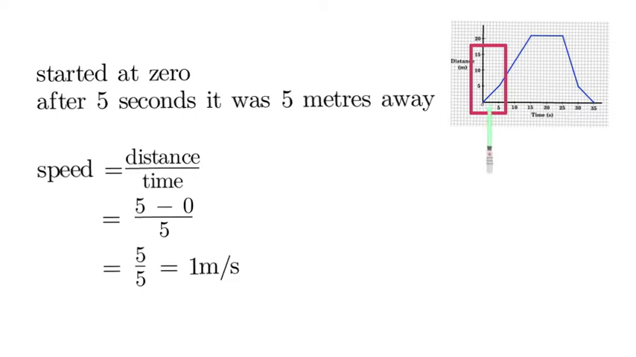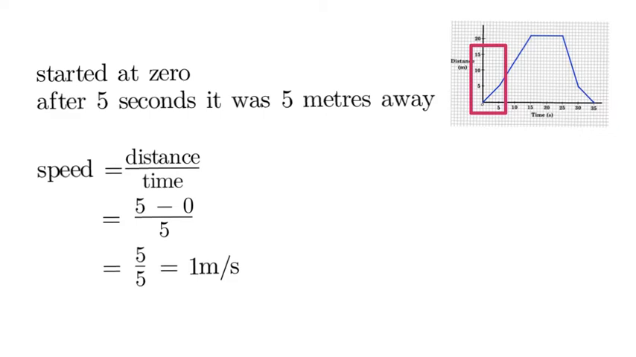Now what I've done is I've looked at this first section, between the starting point at 0 and up to 5 seconds. And the first thing I do is to write down what I can see is happening. That helps to get clear in my mind what I need to do. Alright, so it started at 0, good. After 5 seconds it was 5 metres away. That's from the graph. So we're reading what's on the graph to show what's going on.